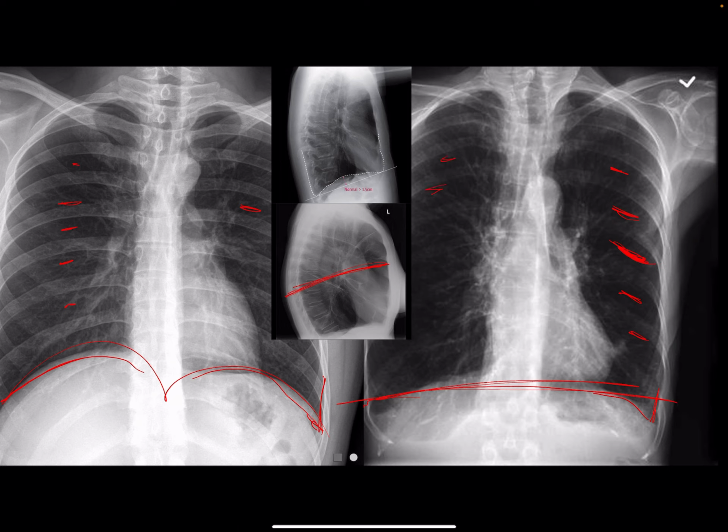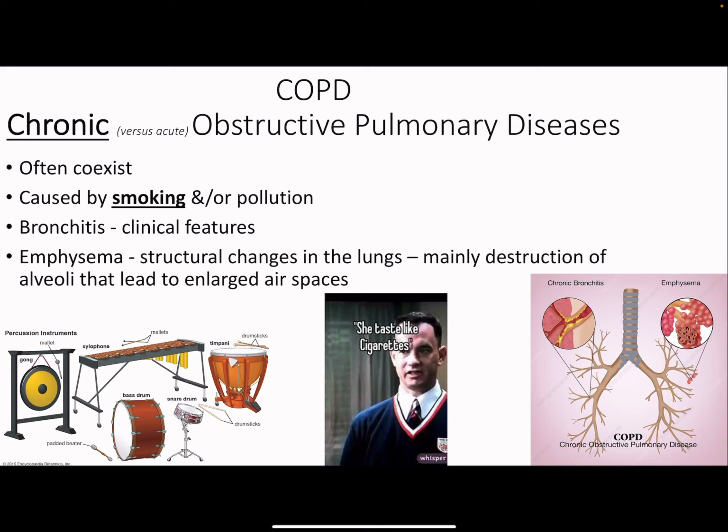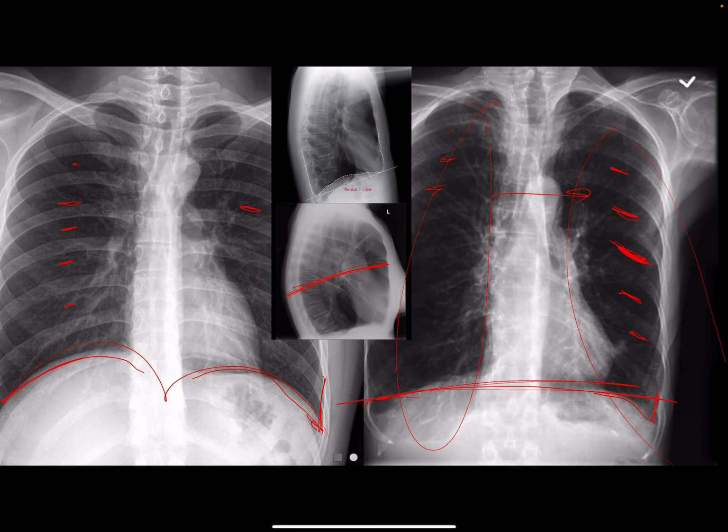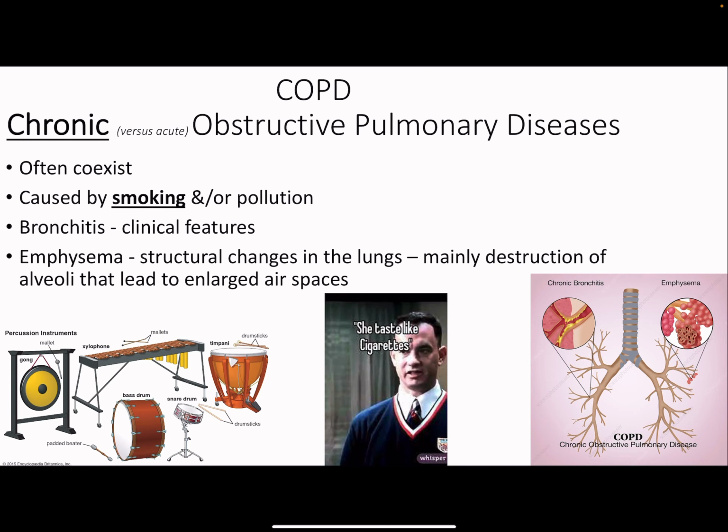Keep in mind, you might get this with a pneumothorax, but a pneumothorax, if it's tension at least, might shift the entire thing to the right or the left. It also will usually be unilateral and not bilateral, in addition to the diaphragm and the barrel chest.